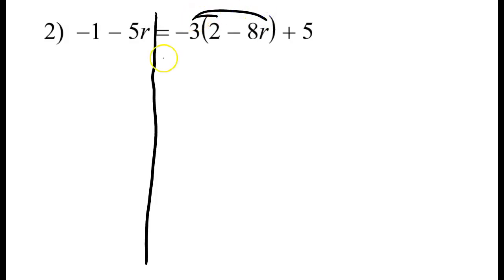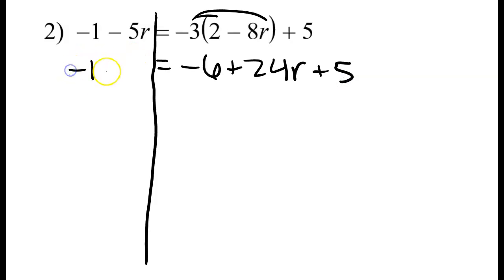So let's go ahead and distribute. We've got -3 times 2 is -6. We've got -3 times -8r, which will be a positive 24r. And then bring down everything else. So the +5, the -1 minus 5r from the other side of the equal sign, just bring it all down with it. Okay, after that, I look to see, are there any like terms on either side of the equal sign that I can put together?